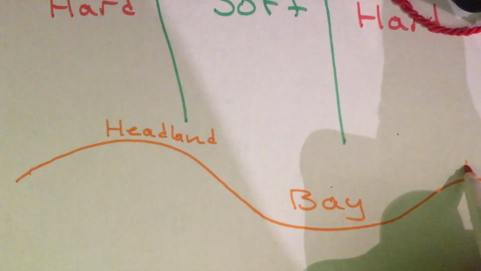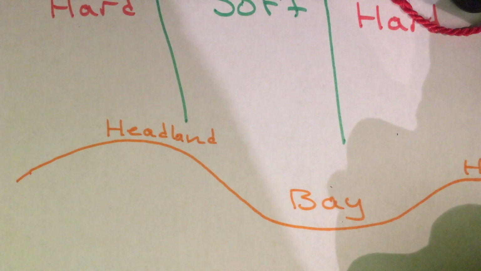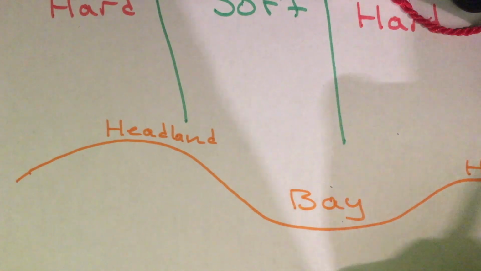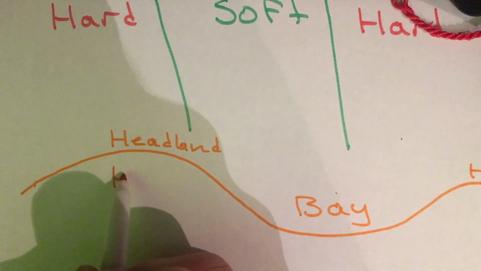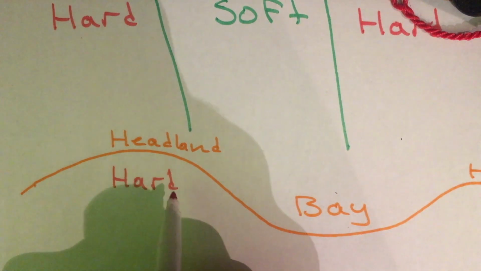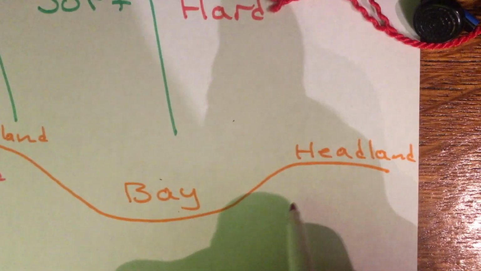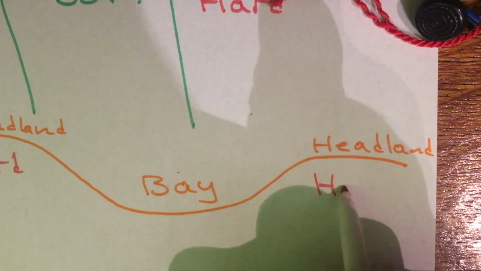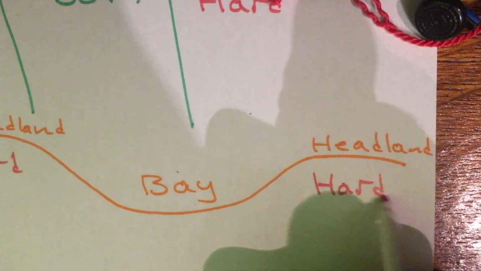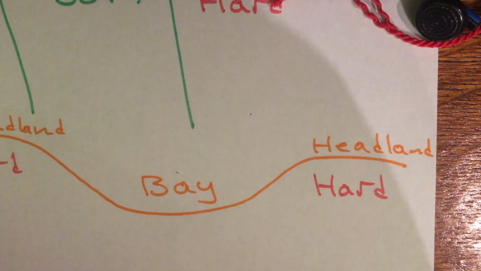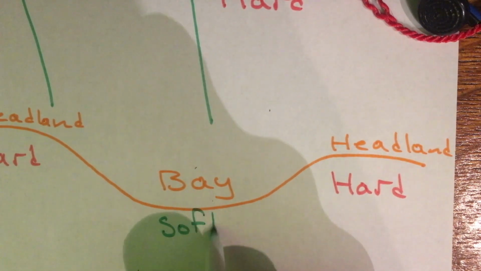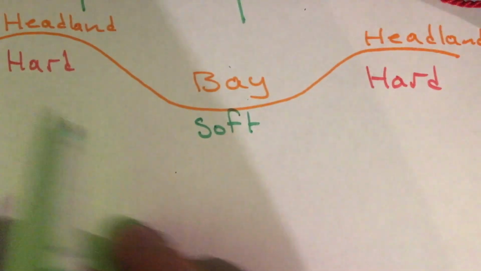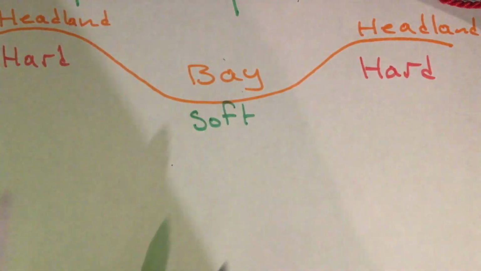This is also a headland, and the headlands are made of hard rock that take a long time to erode, while the bay is made of really, really soft rock that erodes much, much faster than the hard rock.